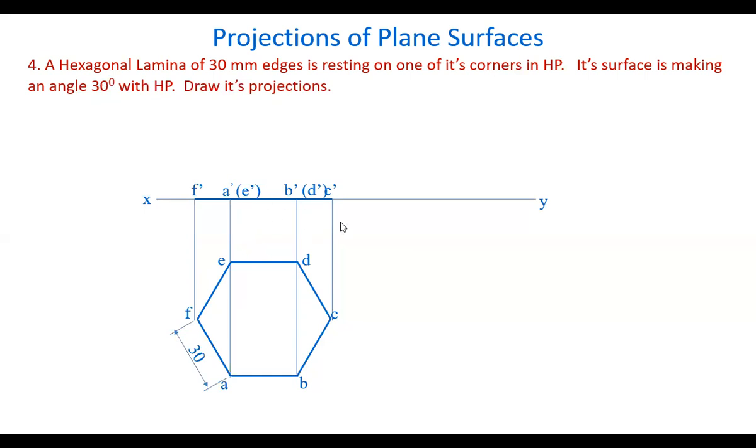And now let's show the surface inclination. It's making 30 degrees angle with the HP. So the same length of the front view, the same is taken.